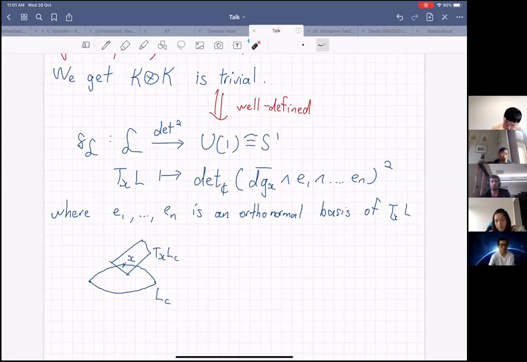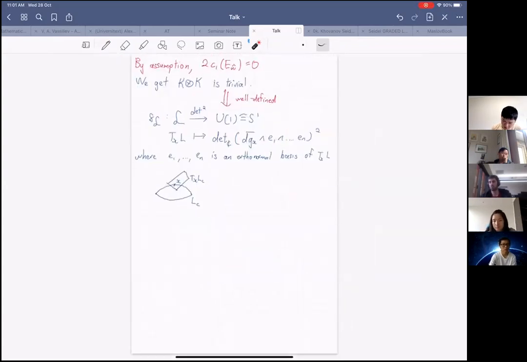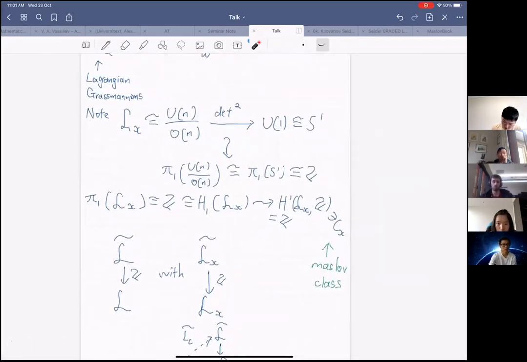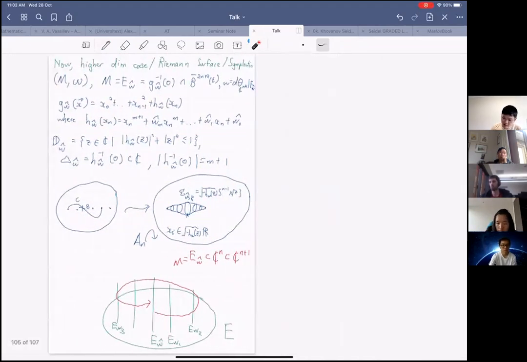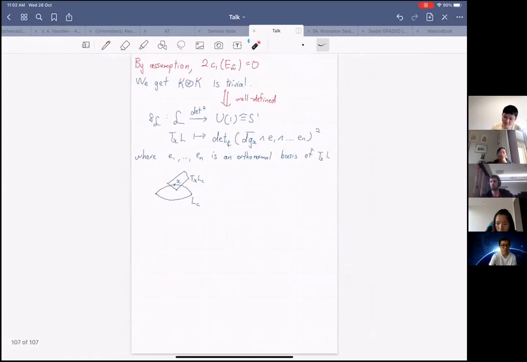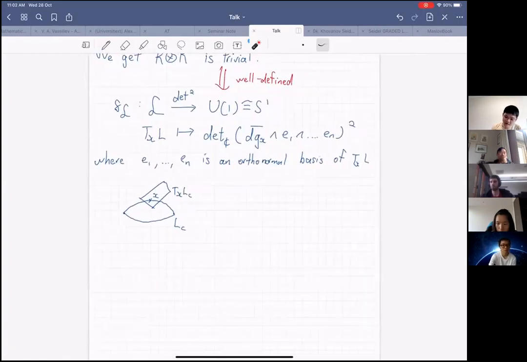Because this LC is coming from some G. So this G is what I used just now. This G here is the surface we use, the Riemann surface we use. And then DG is the differential of the G. And then X is just saying at the X point.